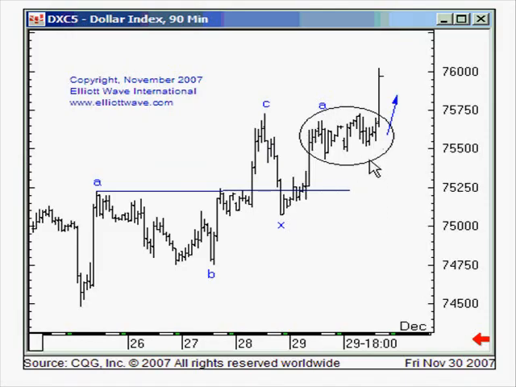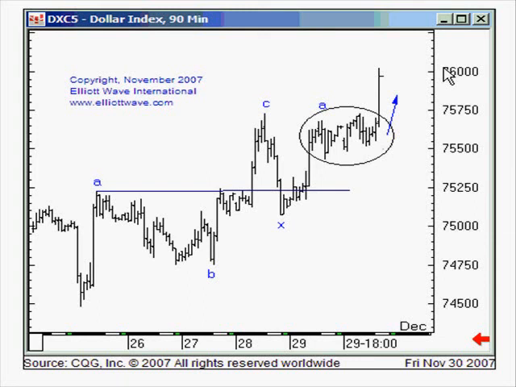Here is that consolidation. It turned out to be probably A, B, C, D, E, a thrust above 76. Remember, that's what we mentioned from the daily chart, the perspective, back to the upper end of the previous fourth wave.